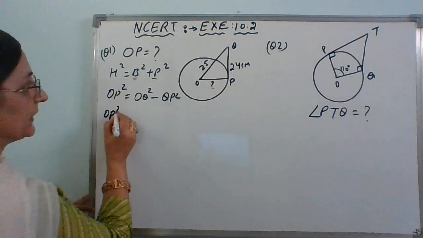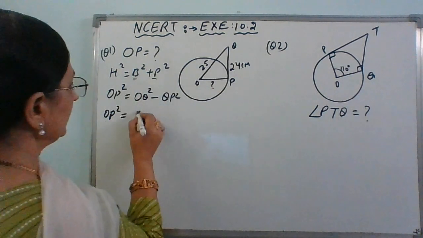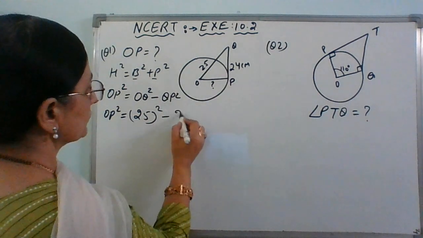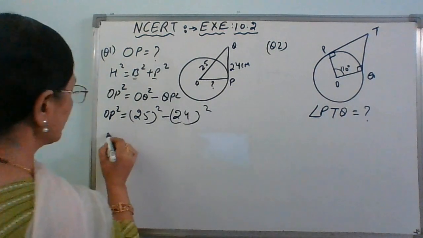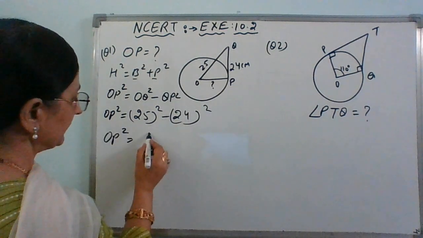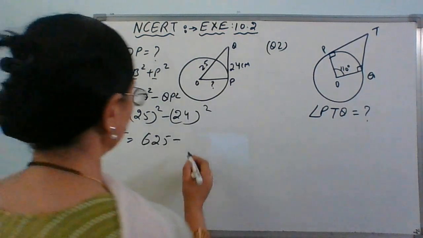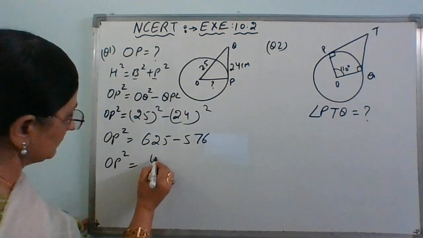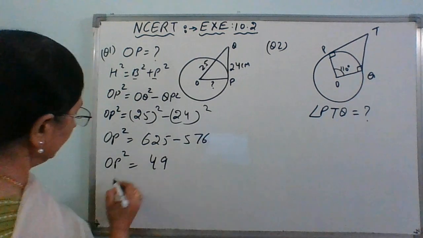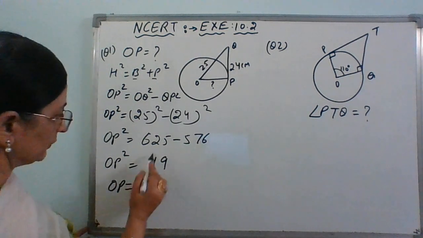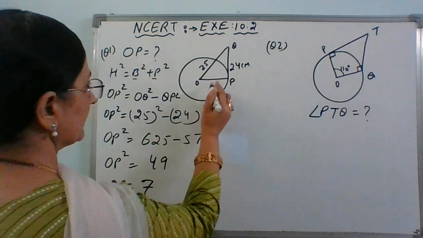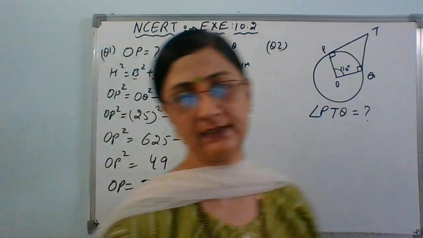So here, in order to find OP square, what is OQ? OQ is 25 square and QP is 24 square, right? And you should know the squares also. 25 times 25 is 625 and 24 times 24 is 576. So here OP square comes out to be 49, and OP is equal to the square root of 49, that is 7. So the radius is 7, right?